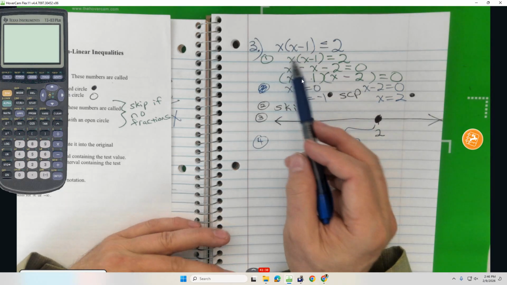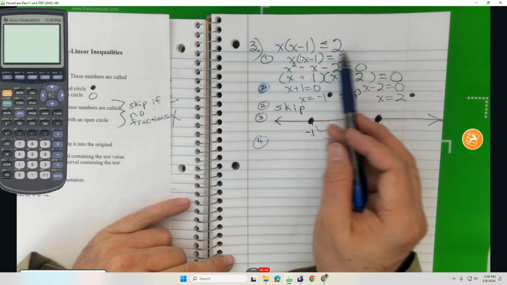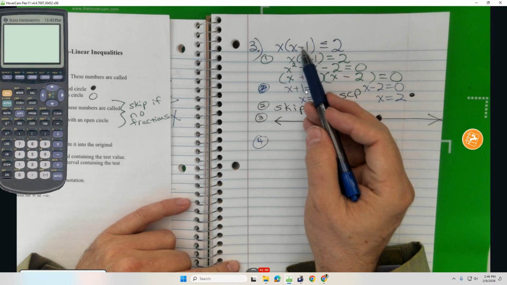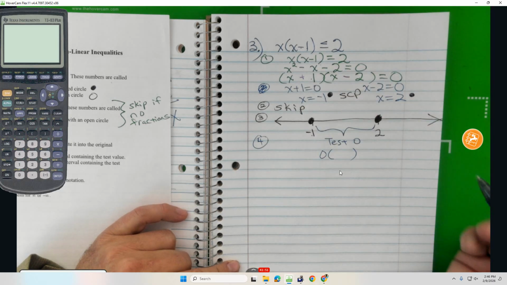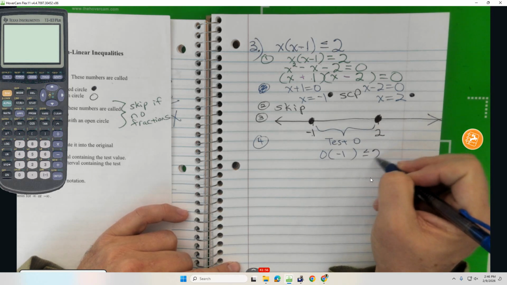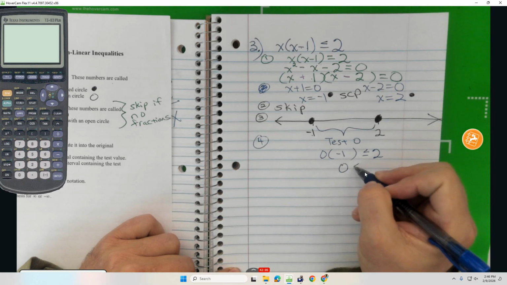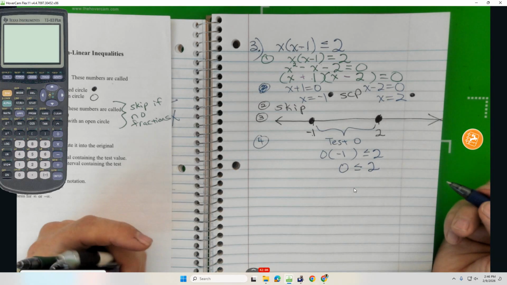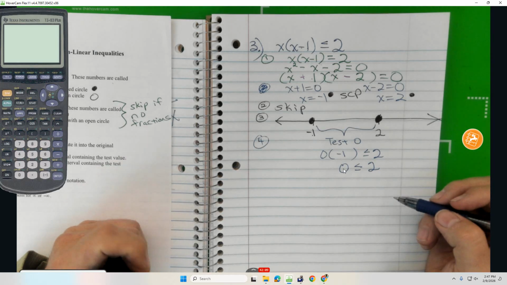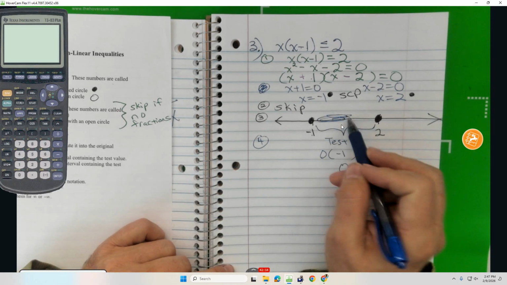You plug it in. Don't plug it into the equation. The equation will never be true, okay? You got to plug it into the original inequality. 0 times 0 minus 1. What does that give us? Well, 0 minus 1 is -1, and the product, 0 times -1, is 0. Is 0 less than or equal to 2, true or false? Is 0 smaller than 2? Yes. So, once again, we shade.